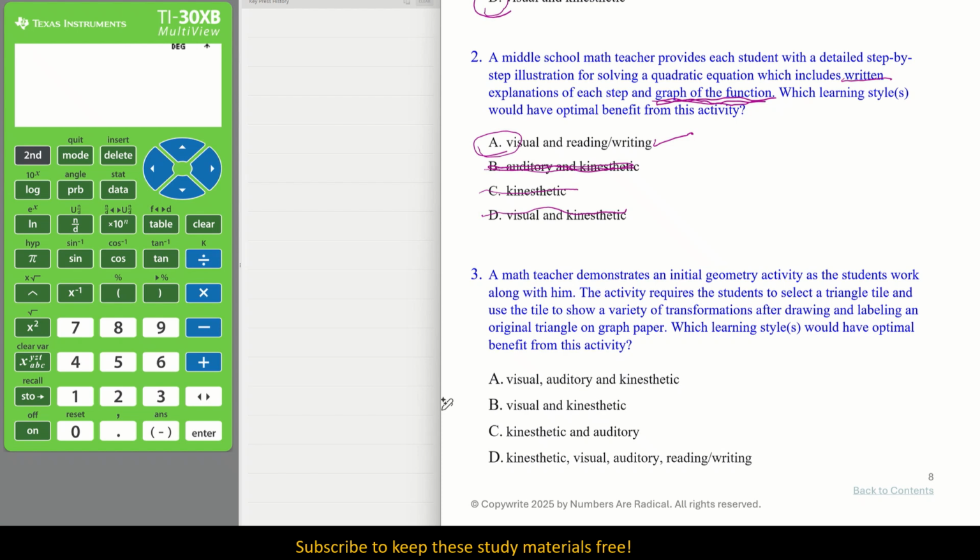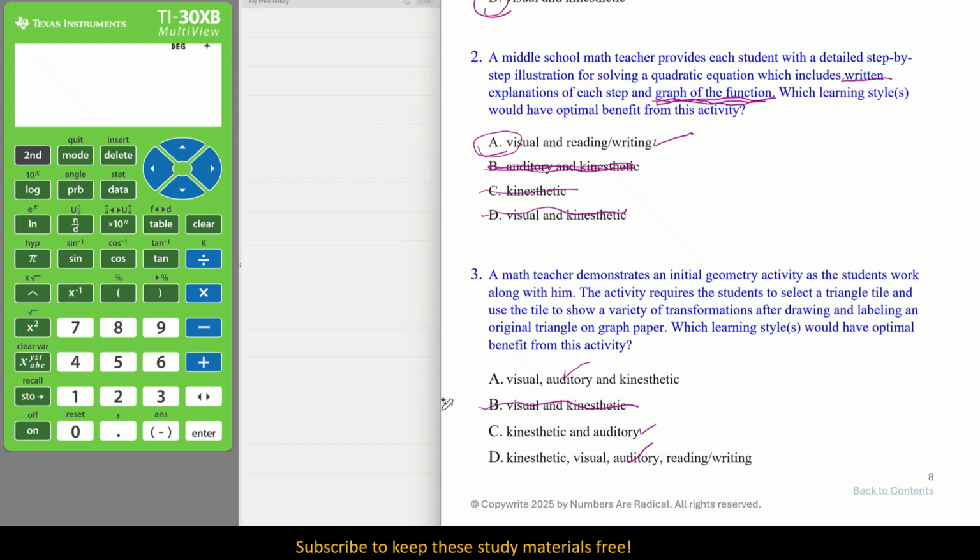A math teacher demonstrates an initial geometry activity as the students work along with him. That is going to be auditory. They are working with the teacher and listening to the teacher, not just watching what the teacher does. So this is going to have to be an auditory element. So I'm going to say option A, not B, there's no auditory. C, there is auditory. And D, there is auditory. But let's keep reading.